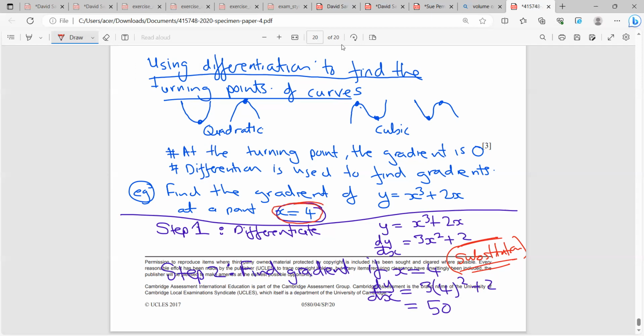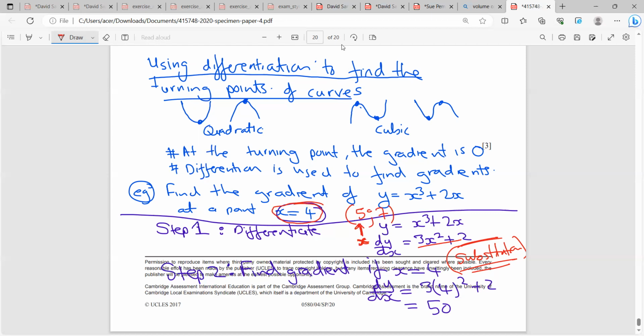Even if they give you the point as a complete set of coordinates, for example, 5, 7, you will just take the x value and plug it into your derivative. Are we together? Yes, sir. Okay, so finding the gradient is very easy. Differentiate the function and then plug in the x value.